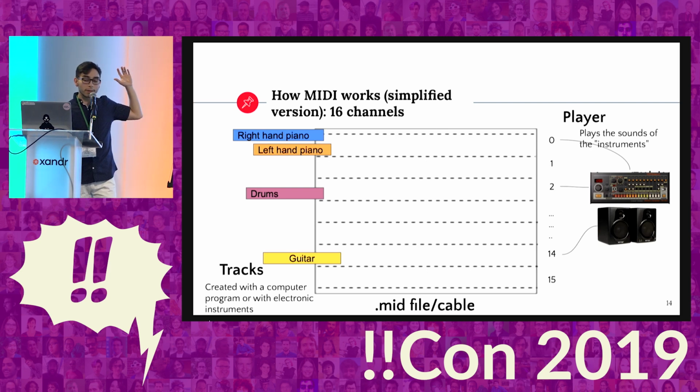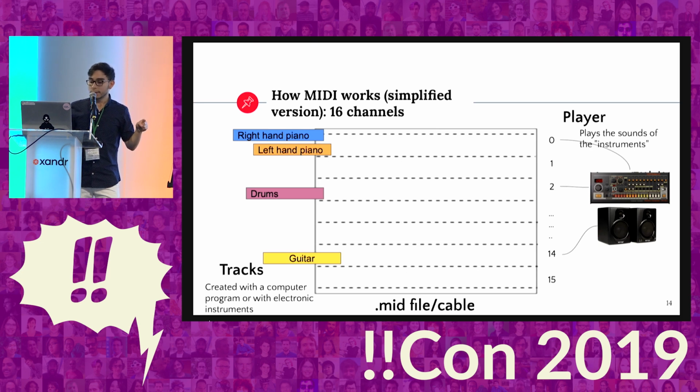On the left side, you have the tracks, which you can create using computers or instruments, and then you put them in the correct channels. For example, the player is supposed to play the guitar track on channel 14, and the piano track on channel 0. It's pretty easy, and then the player just interprets or plays the tracks that come to it.